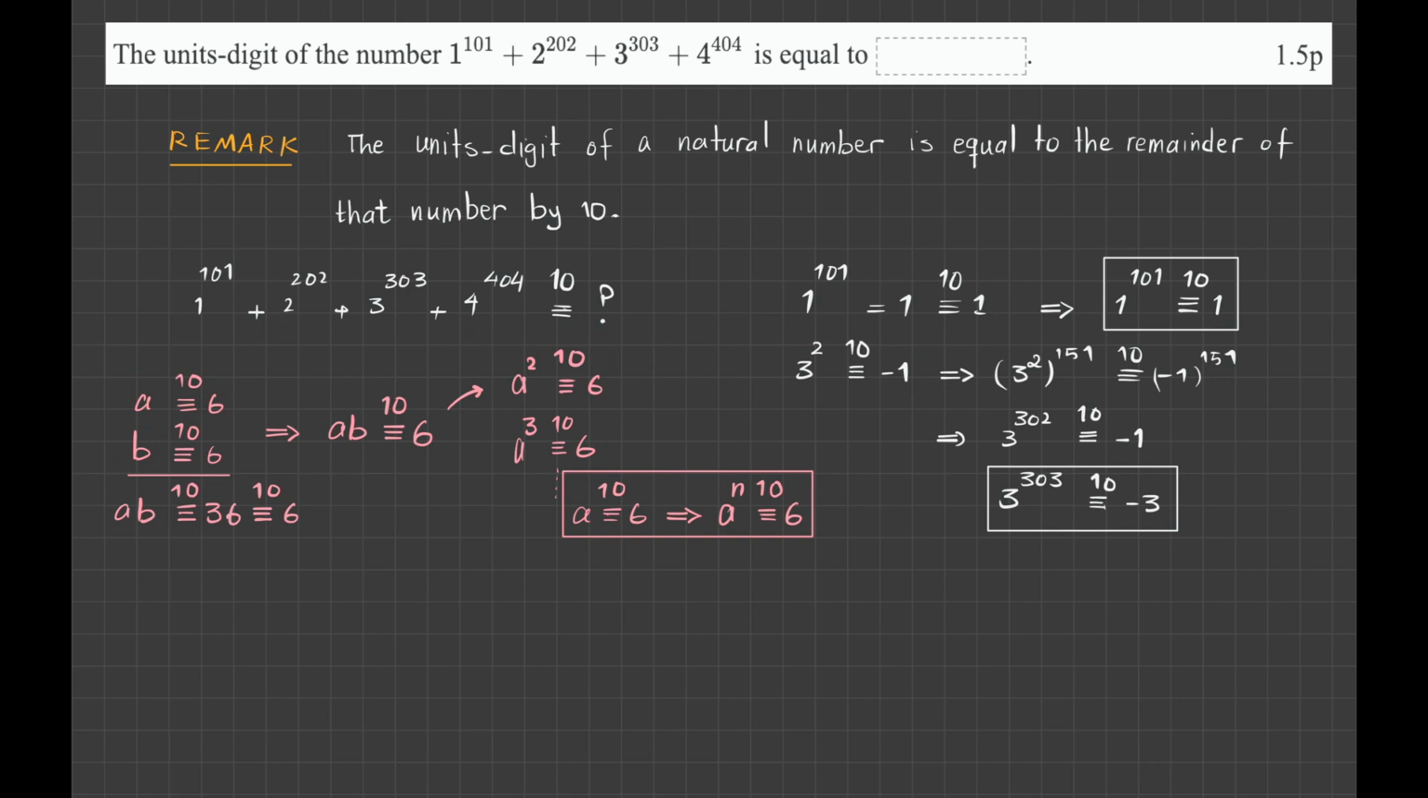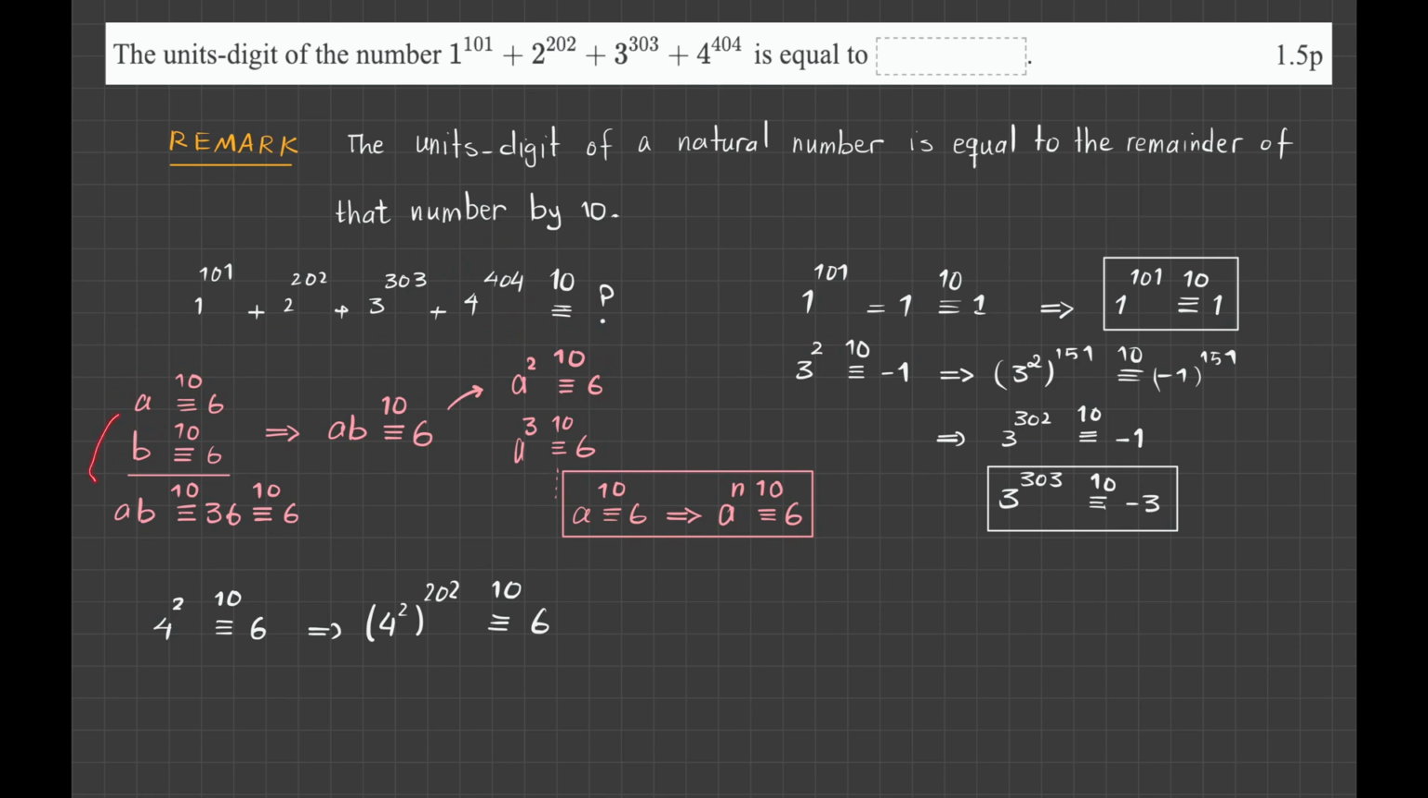So why is this useful? Because for 4 to the power of 404, I can start with this. So 4 to the power of 2 is 16, and 16 is congruent to 6 modulo 10. Yes? Now, I realize that if a is congruent to 6 modulo 10, a to any power remains 6 if I work modulo 10. So what I do, I would say that 4 to the power of 2 to the power of 202 is still 6 modulo 10.